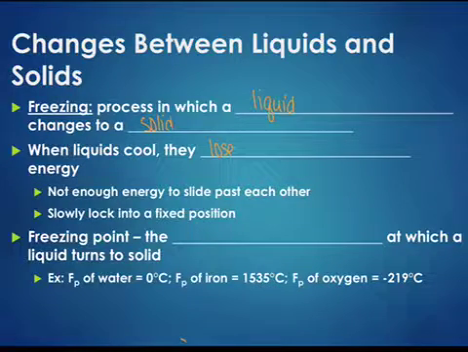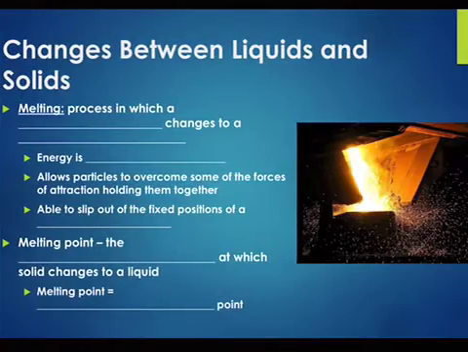The freezing point is the temperature at which a liquid turns into a solid. We indicate freezing point by a capital F with a subscript P, freezing point. In degrees Celsius, the freezing point of water is 0. The freezing point of iron is 1,535 degrees Celsius, and the freezing point of oxygen is negative 219 degrees Celsius. So you can see that each substance has its own unique freezing point.